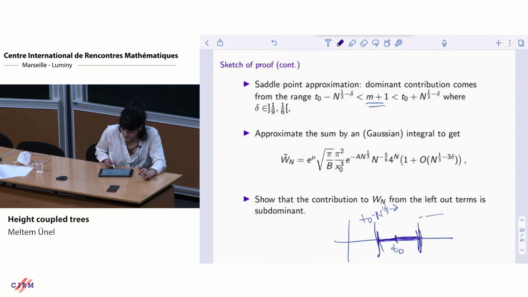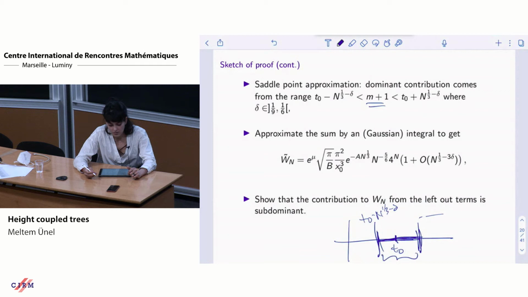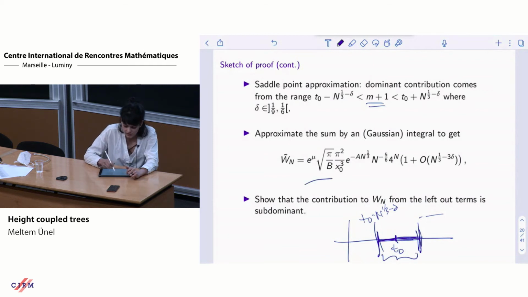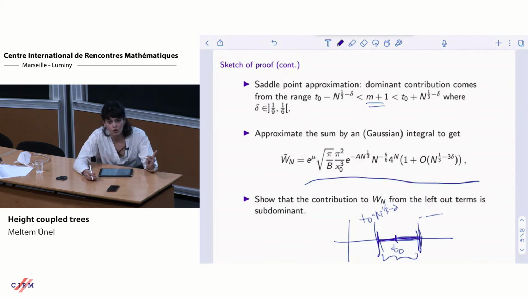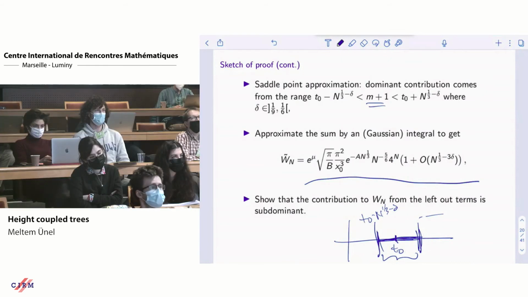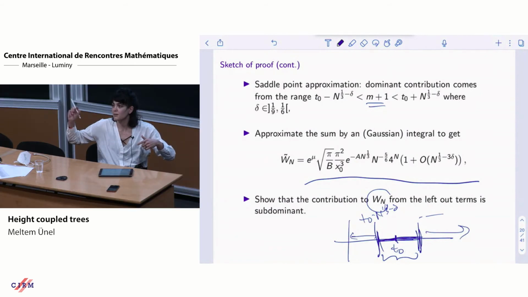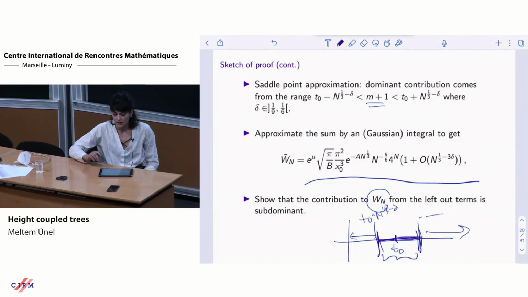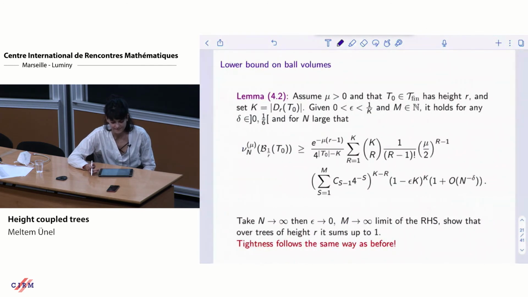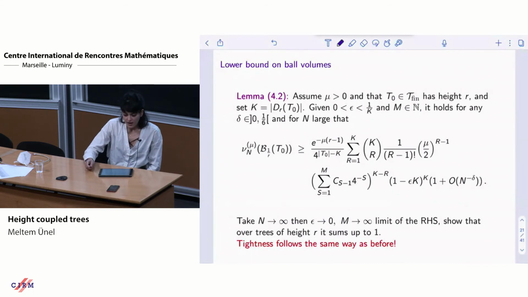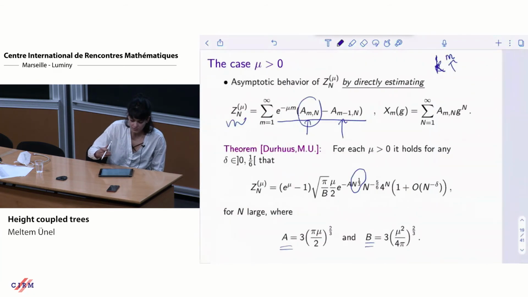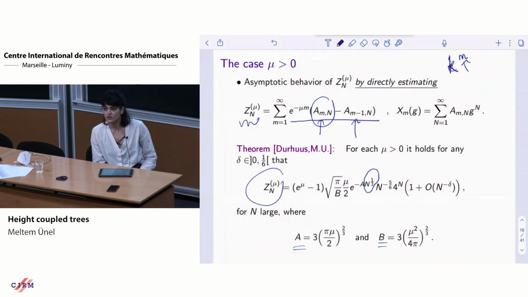Then in this region, one can approximate the sum by a Gaussian integral to get the result that we showed actually in the statement of the theorem. And then one has to show that the terms that come from the other ranges and that come from the other pole terms that were inside these AMNs, they are all subdominant. And this can be done in a couple of pages, basically. Okay, so now I know the asymptotic behavior of my normalization factors.